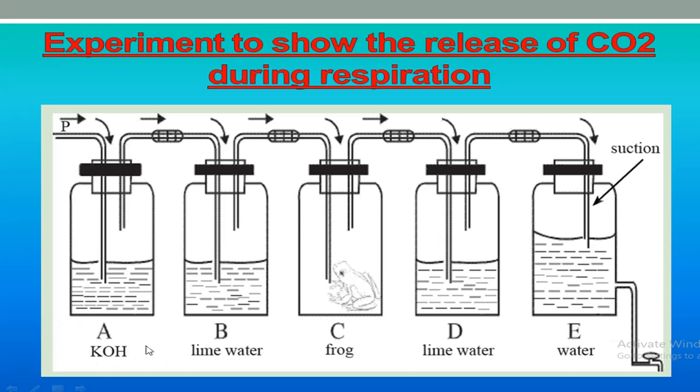The function of the potassium hydroxide is to absorb the carbon dioxide in the atmosphere. Bottle B contains lime water. What is the function of the lime water here? Lime water can be used to identify carbon dioxide gas. So lime water is the chemical substance that can be used to identify carbon dioxide in the laboratory.